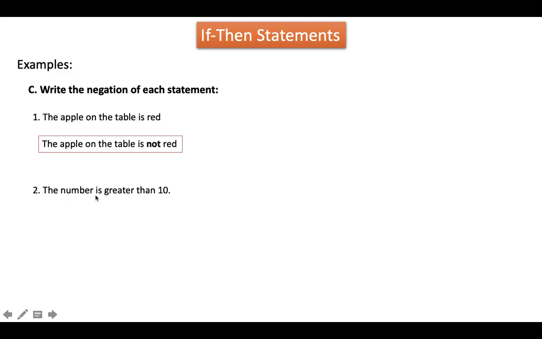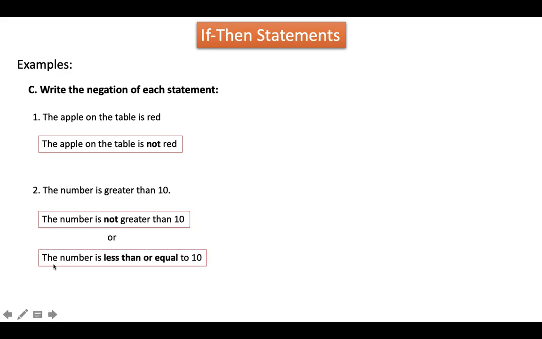Given number 2, the number is greater than 10. So we can simply write its negation this way: the number is not greater than 10. Or the other way of writing this is the number is less than or equal to 10. So we did not use the word not. Instead, we used the opposite of the word greater, which is less than or equal to 10 itself.